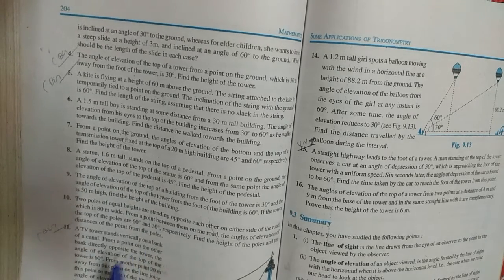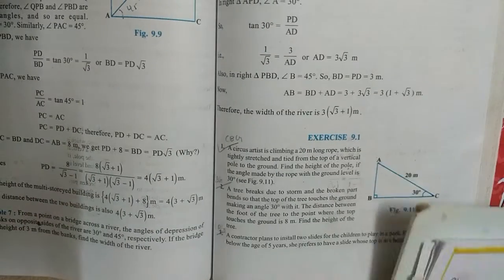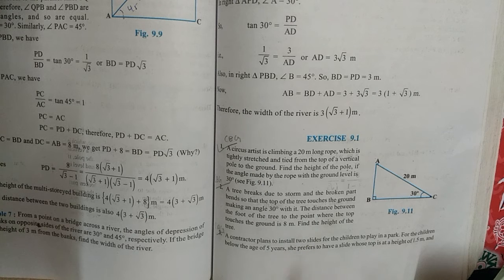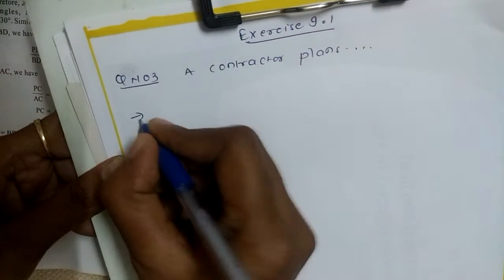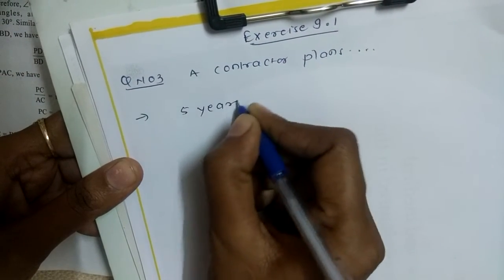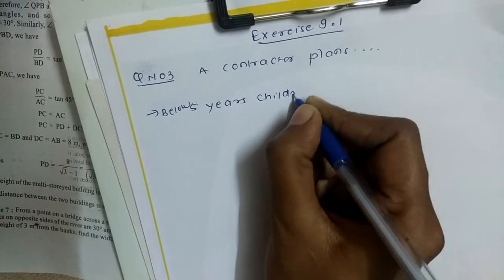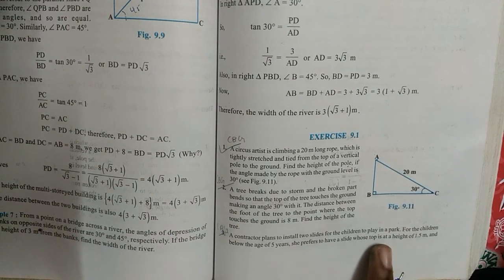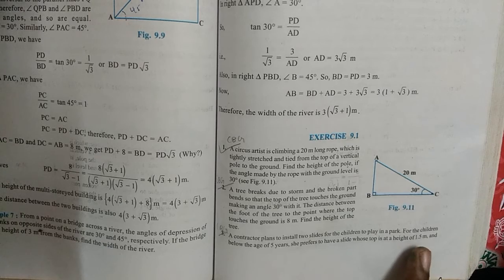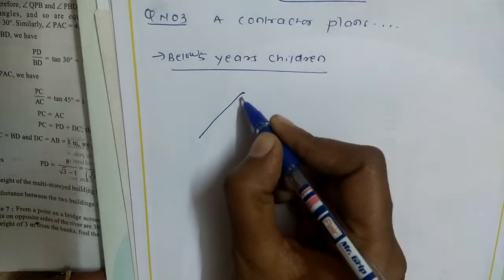So we will draw the figure so that it will be easy to understand the question. So let us start reading the question once again. So contractor plans to install 2 slides. So there are 2 slides for the children of age 5 years, below 5 years. So for this we will write the things given for the below 5 years children. So what is given? She prefers to have the slide whose top is at height of 1.5 meter. So let us consider here slides. So we will consider the slide.